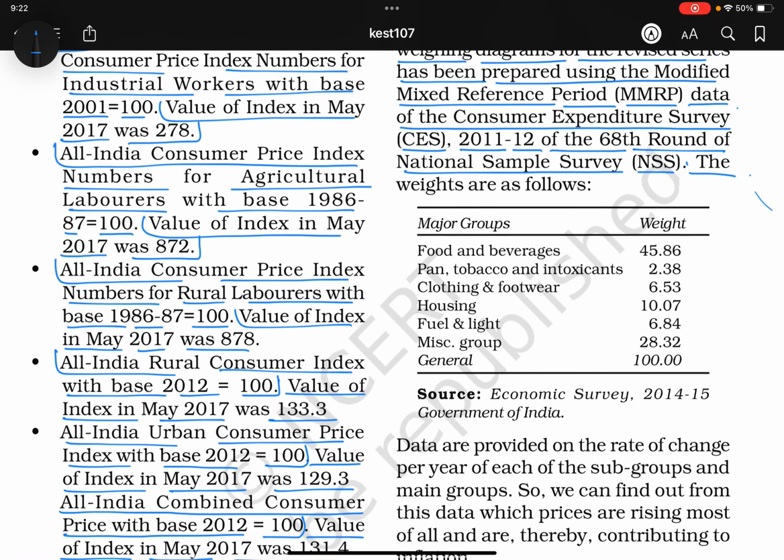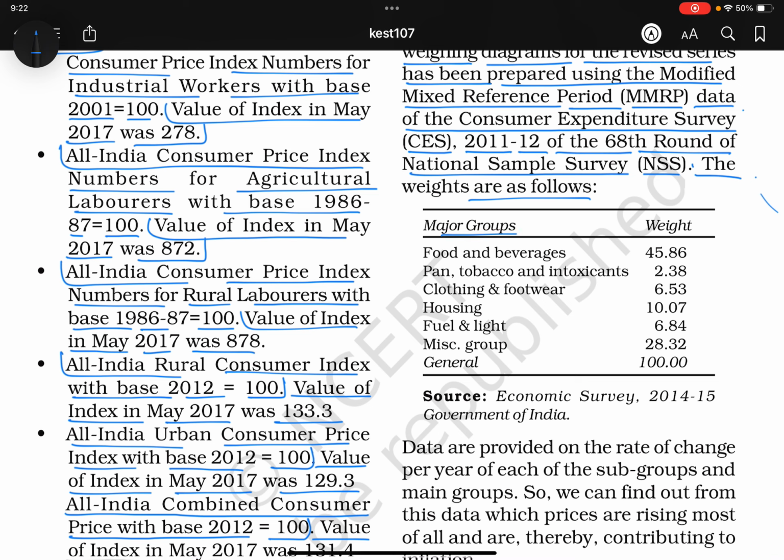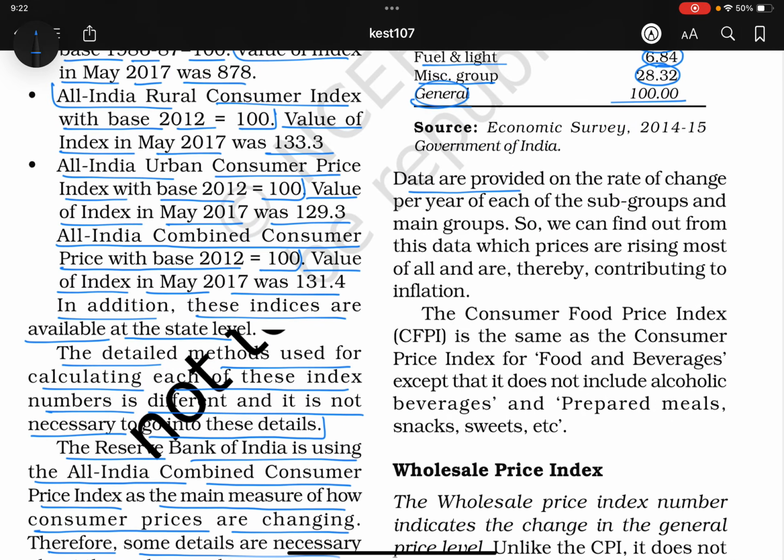The weights are as follows. Major groups weight: food and beverage 45.8, pan, tobacco and intoxicants 2.3, clothing and footwear 6.5, housing 10.07, fuel and light 6.84, miscellaneous group 28.38, general 100. Data are provided on the rate of change per year of each of the subgroups and main groups.